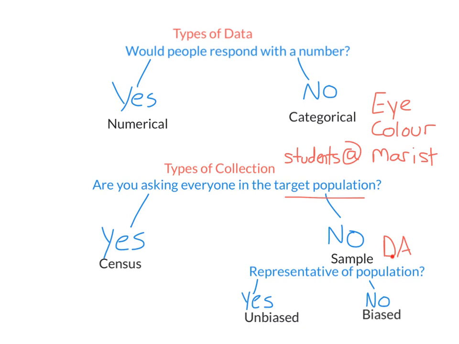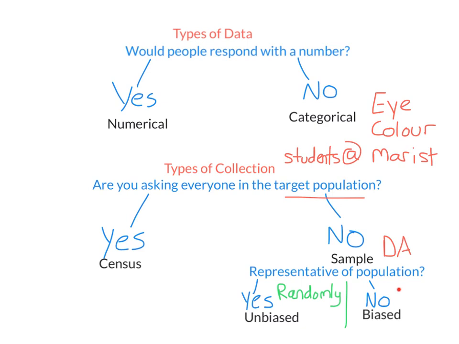If I asked the students at Darlinghurst what their eye color was, I'd probably get similar results as if I asked everyone at Marist. So Darlinghurst students are an example of an unbiased sample. If you're wanting an unbiased sample, it's always good to do it randomly. If you ask people randomly their eye color, it will be unbiased. An example of a biased data set would be, let's say I just asked people their eye color if they had light skin.